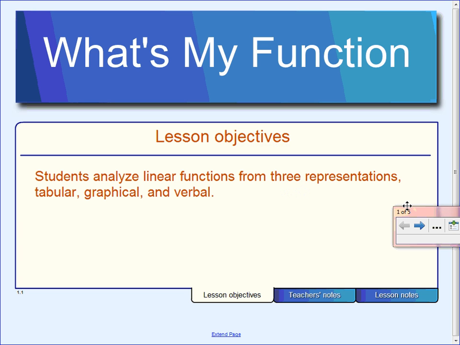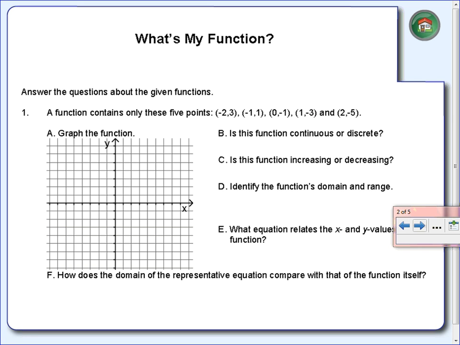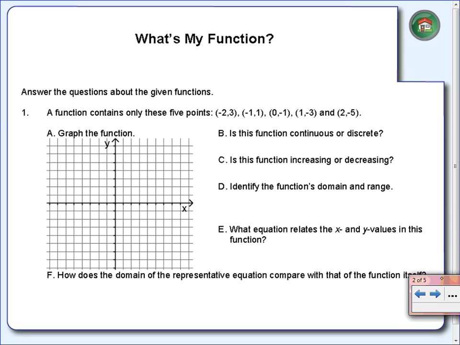All right, so it says here the students are going to be analyzing linear functions from 3 representations: tabular, graphical, and verbal. This is what we're doing on what's my function. So you'll notice here on this assignment, or this handout, there are 4 questions. We're going to work on 2 of them together, and then I'm going to let you try 2 on your own. So make sure you all follow along, because the 2 that you do are going to be very similar to the 2 that I do.